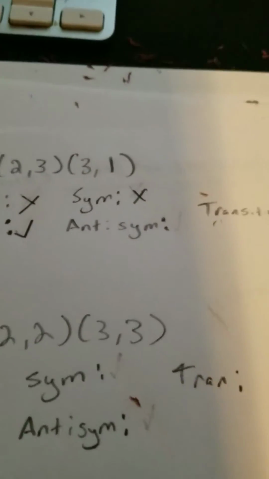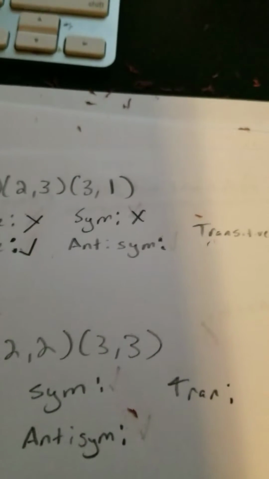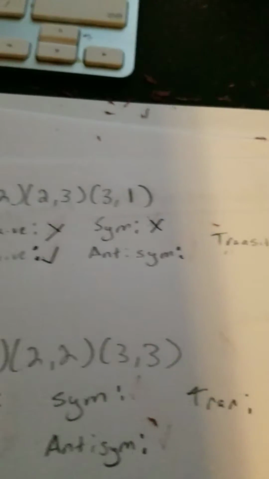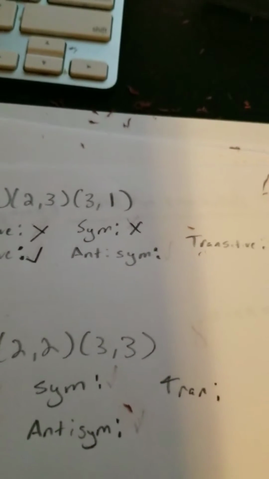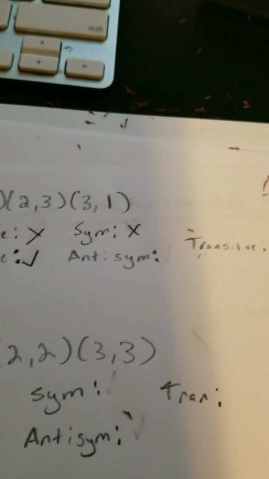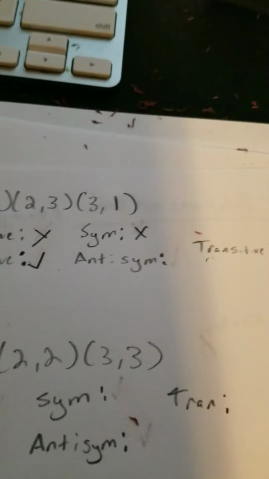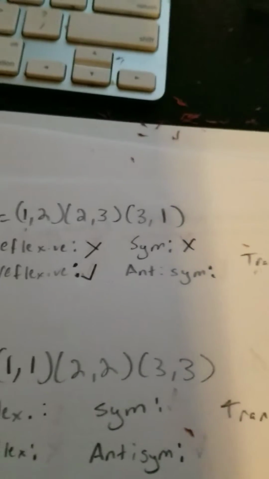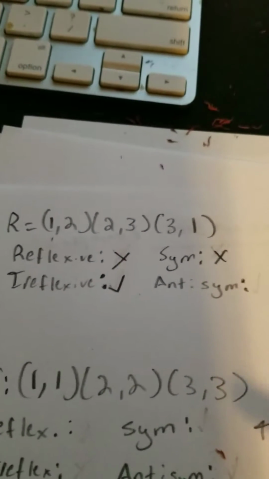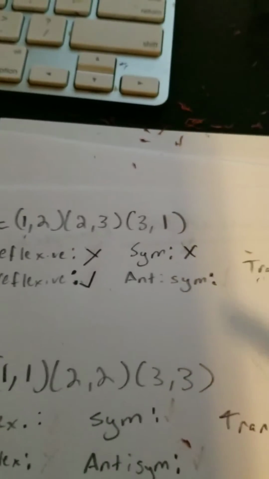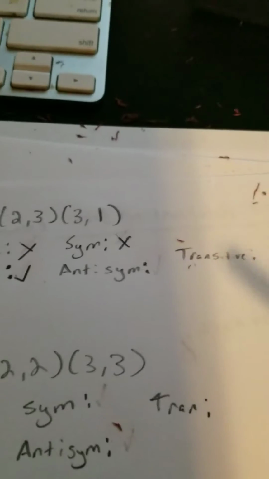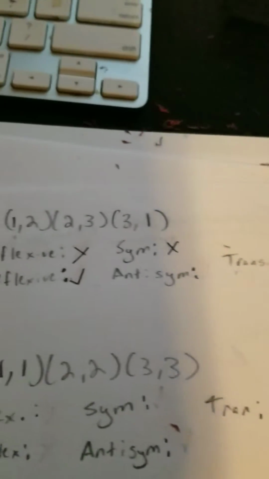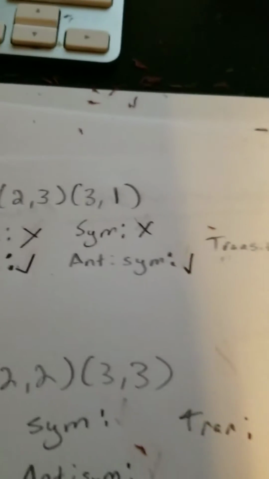For antisymmetry, the question I had to ask myself is, excluding when x equals y, so excluding if we have something like 2 comma 2, do we have no occurrences where we have elements x comma y and elements y comma x? So here we have 1 comma 2 but no 2 comma 1. We have 2 comma 3 but no 3 comma 2. And we have 3 comma 1 but no 1 comma 3. So therefore this is in fact anti-symmetrical.